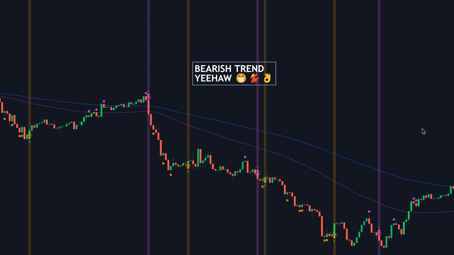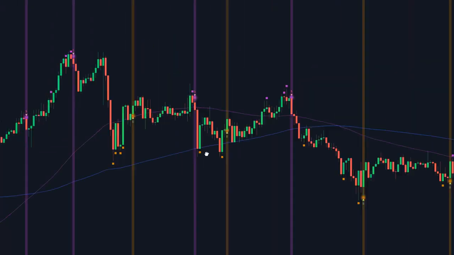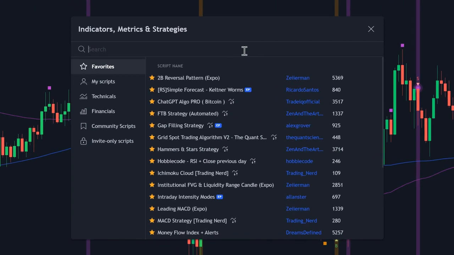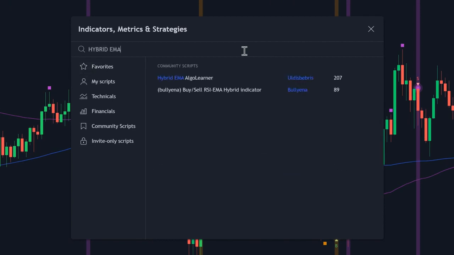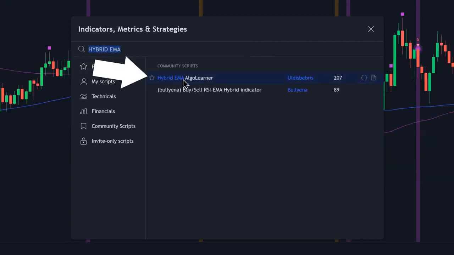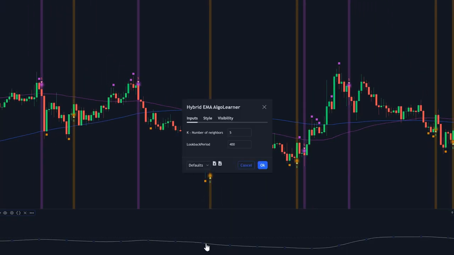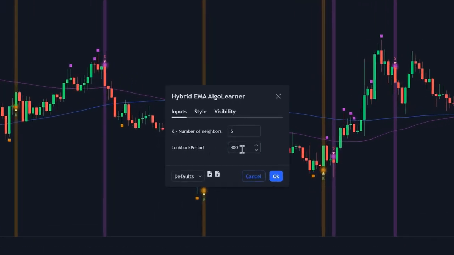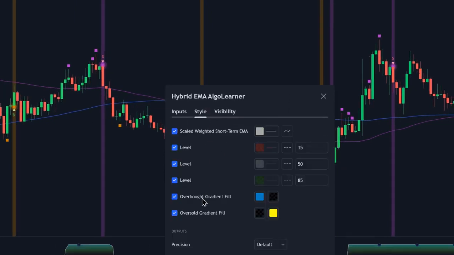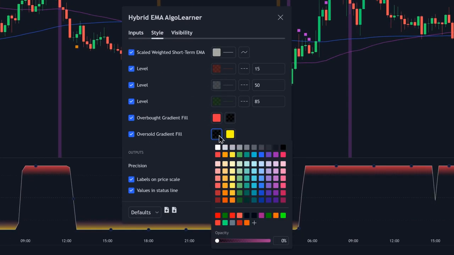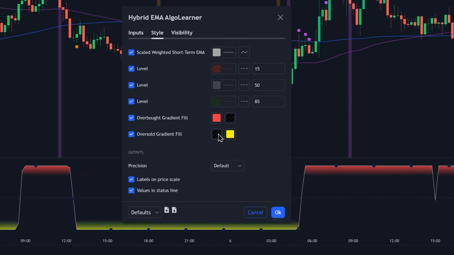Simple. Now, in order to finalize our strategy, we need to add one more indicator to the chart. Open the indicator search tab and type in hybrid EMA and select this one right here. After adding this indicator, double-click on it so we can change some settings. On the Inputs tab, change the lookback period to 5. On the Style tab, change the overbought gradient fill to red for both colors. Then change the oversold gradient fill to green, again for both colors.